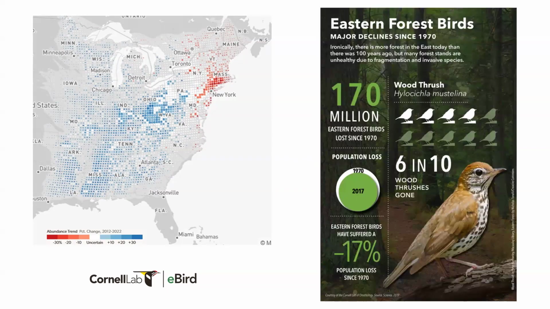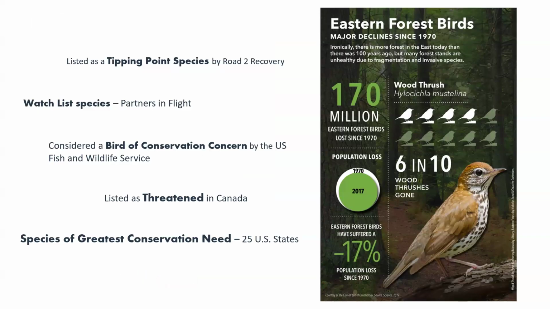In fact, it's a species highlighted by the landmark 3 billion bird study, with 6 in 10 wood thrushes gone since 1970. So wood thrush remains a priority, with it being considered, for example, a tipping point species by Road to Recovery, a Partners in Flight watch list species, threatened in Canada, and so on. And I believe wood thrush is a great umbrella species for the conservation of other forest birds on the breeding grounds and possibly during the non-breeding season as well.